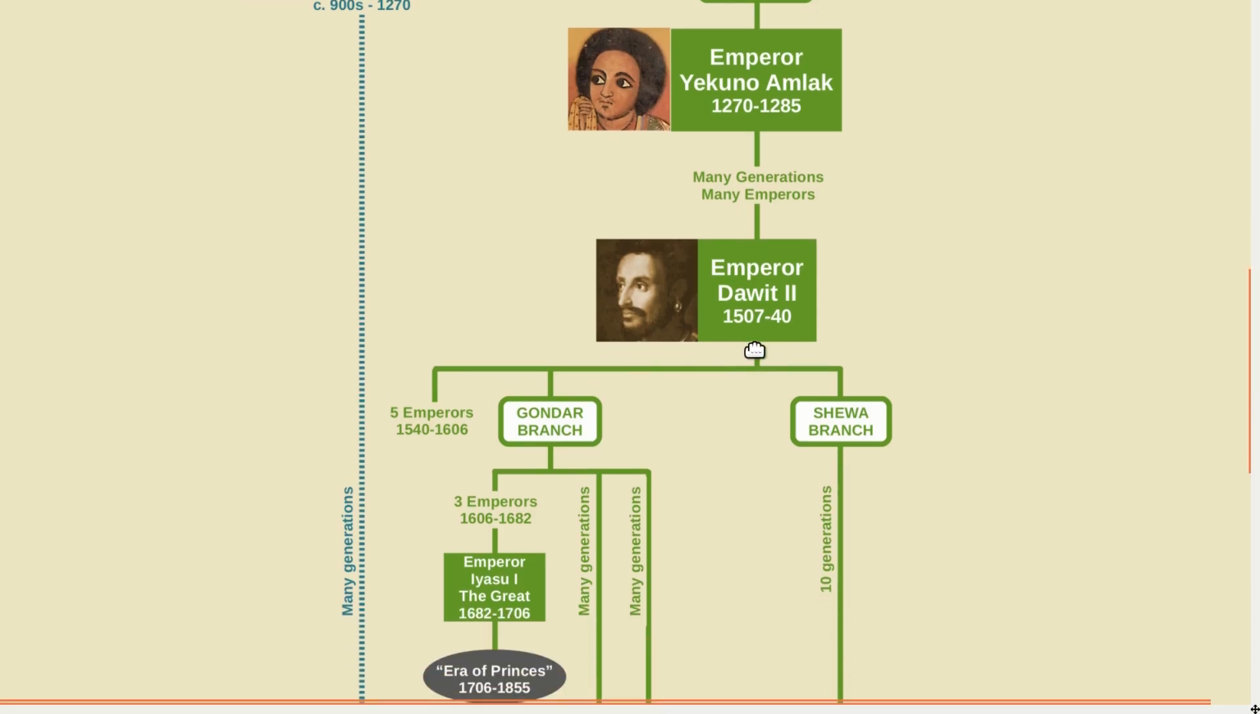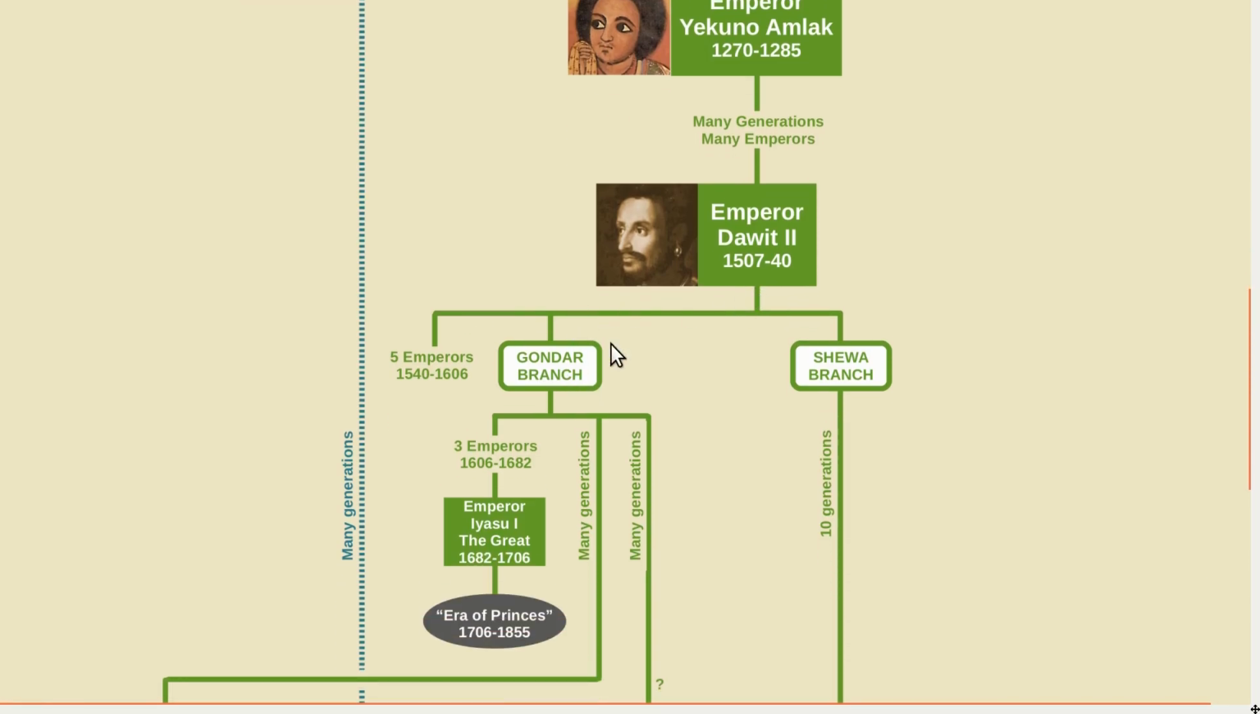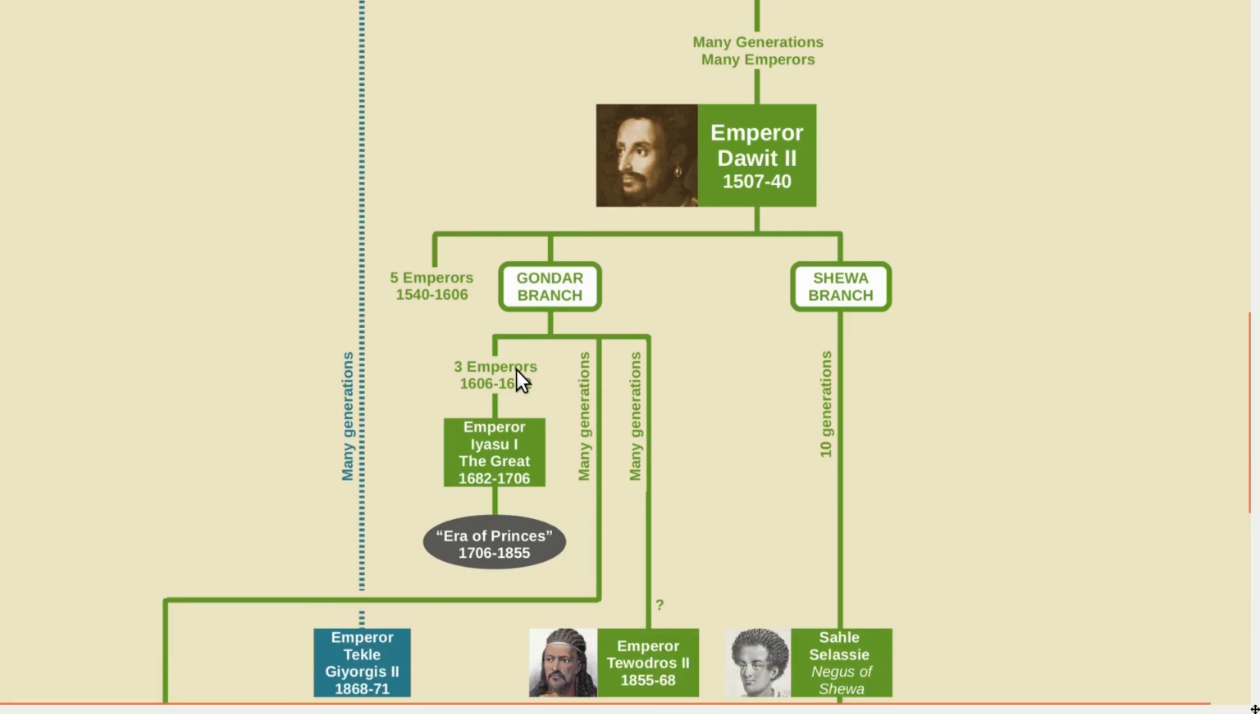He's important because from here, the dynasty splits into several branches, the two main ones being the Gondar branch and the Shewa branch. These two names refer to places in Ethiopia where the various branches ruled. So after Dawit II, we get 5 more emperors from the main branch before the throne passes to the Gondar branch. We then get 3 more emperors before an emperor known as Iyasu the Great.